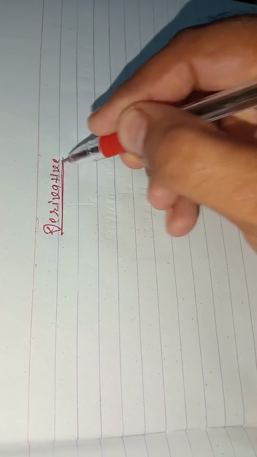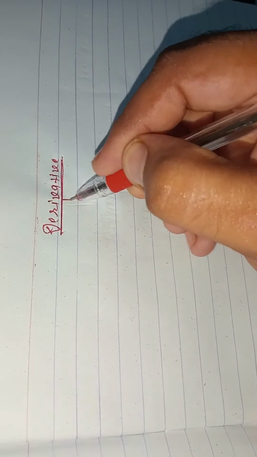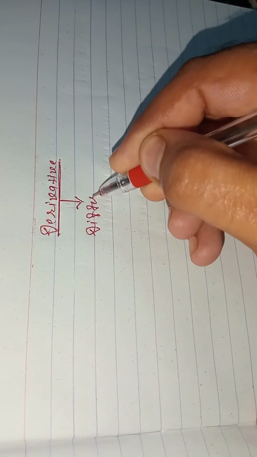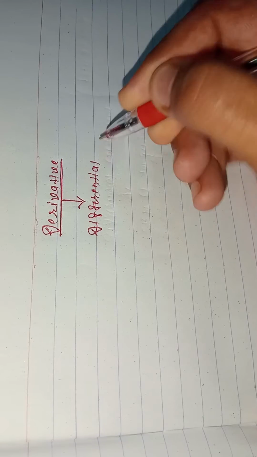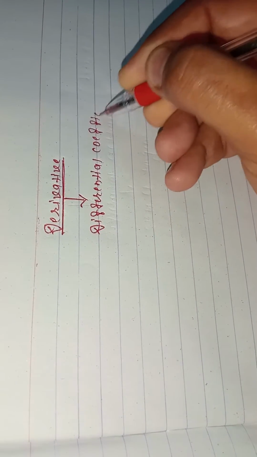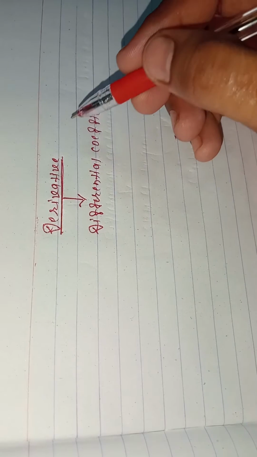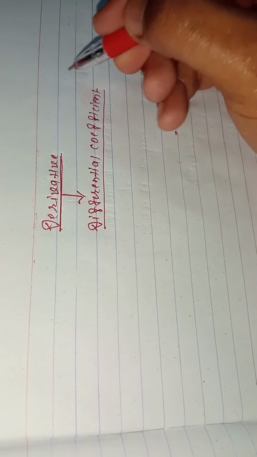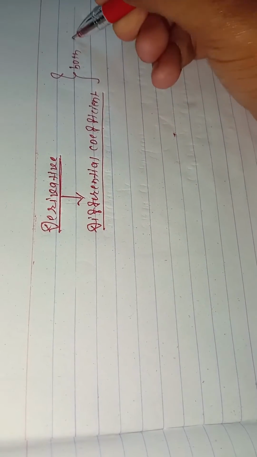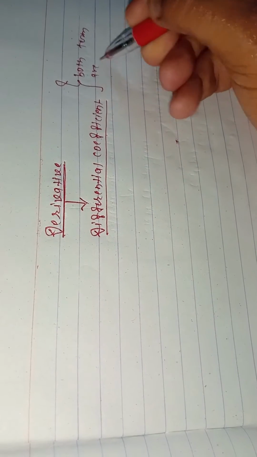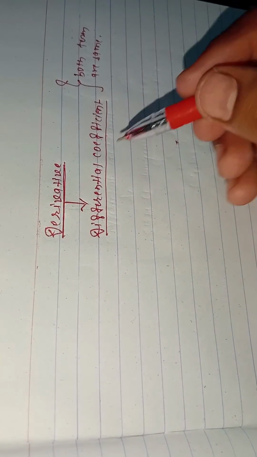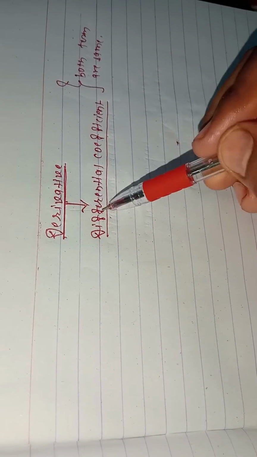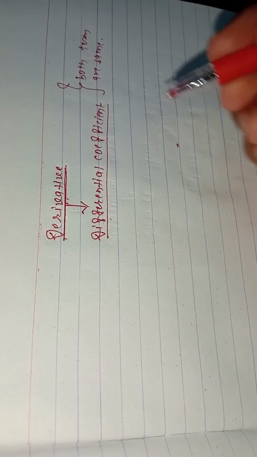First of all, derivative is a word similar to differential coefficient. Either you say derivative or you say differential coefficient, both terms are the same. So you should take the concept that derivative and differential coefficient are the same terms and have the same meaning.